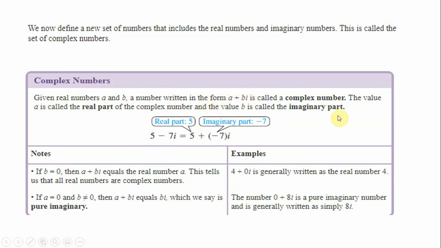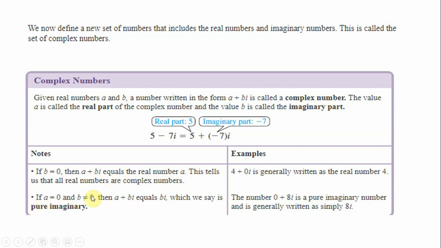The value a is called the real part of the complex number. The value b is called the imaginary part. So all of the imaginaries that we have seen really are complex numbers with a equal to 0 and b as the imaginary part. So just the pure imaginaries are complex as well. So if b is equal to 0, then a plus bi equals the real number a. This tells us that all real numbers are complex numbers. So there's a bigger set than the real numbers, and that's called the complex numbers. And the real numbers are just a subset of the complex numbers.